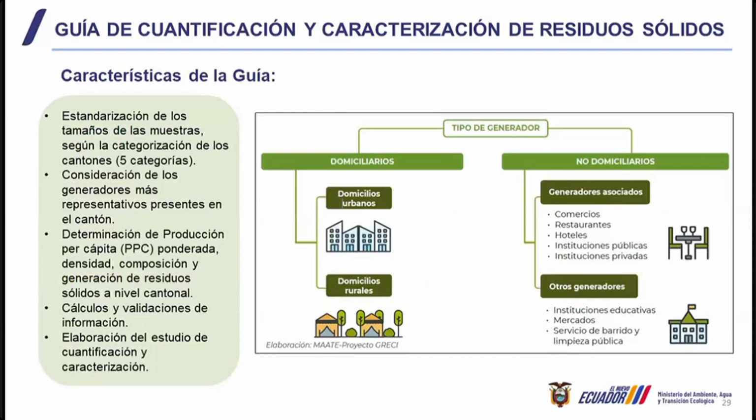Como les comentamos, está dividido en función del tipo de generador en residuos de tipo domiciliario y no domiciliario.